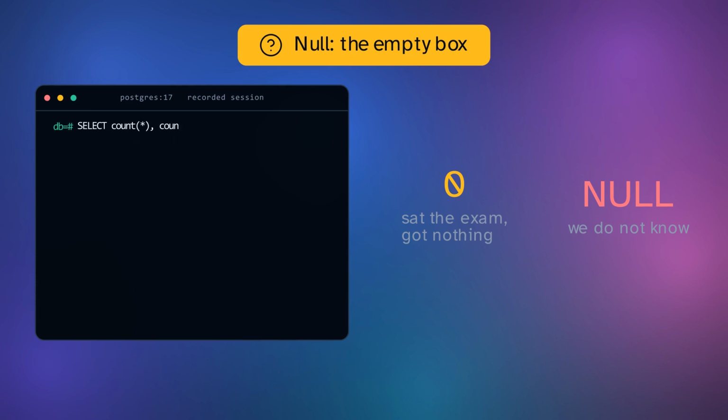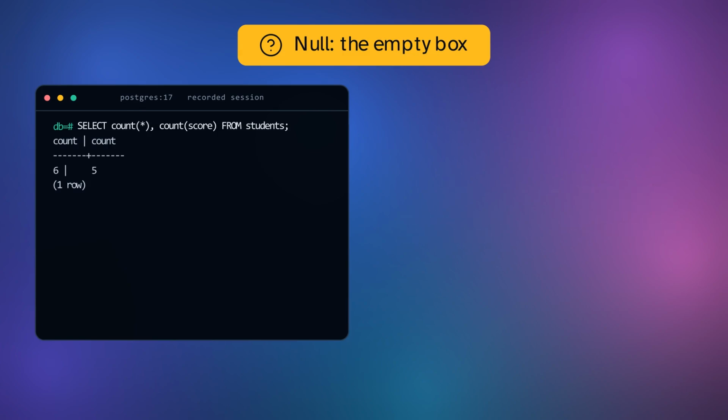Here are two counts in one query, count star and count score. Predict, will those two numbers be the same? 6 and 5. Count star counts rows, there are 6 rows. Count score counts values that are actually there. There are 5. Nulls are skipped quietly, and the average skips them too.